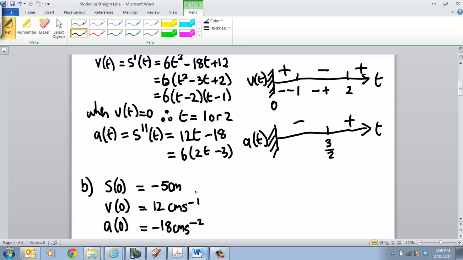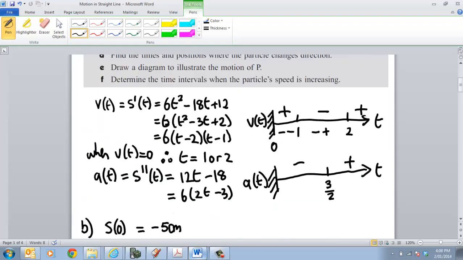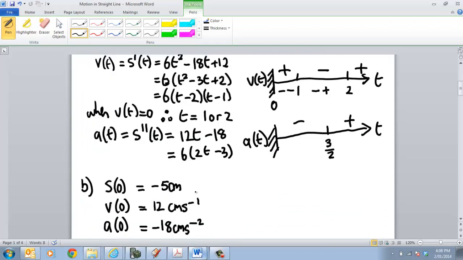Okay, so what's going on here? That's the initial conditions. Does it say describe the motion? Find the initial conditions. Quite often what you'll do is describe what's actually happening there. So at t equals 0, it's 5 centimetres below or to the left of the origin. It's moving to the right at 12 centimetres per second, and it's decelerating at 18 centimetres per second squared. So it's moving that way, but it's slowing down. Okay, that's what would be happening there.